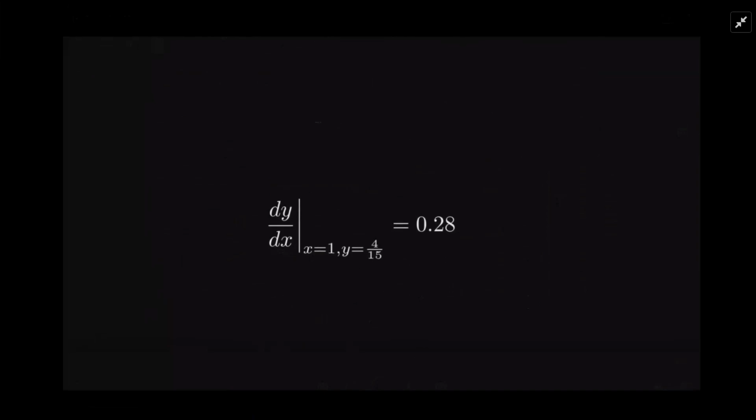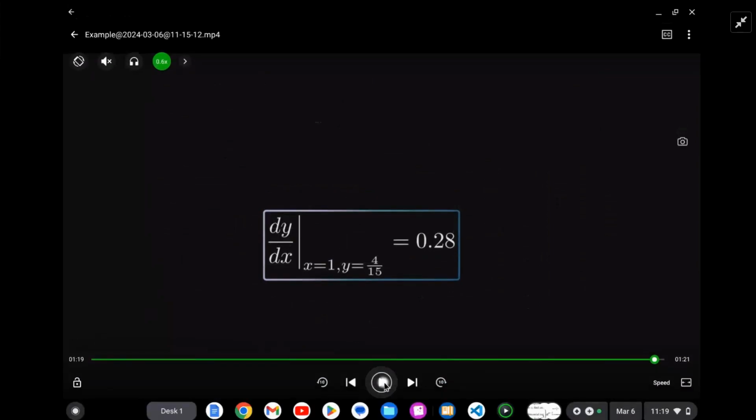That is the slope of the tangent. The value of the derivative at any point is equal to the slope of the tangent. That's a good thing to keep in your mind. All right, I hope that was helpful.